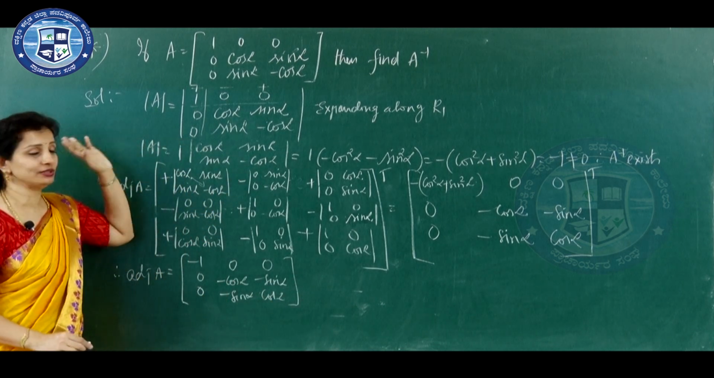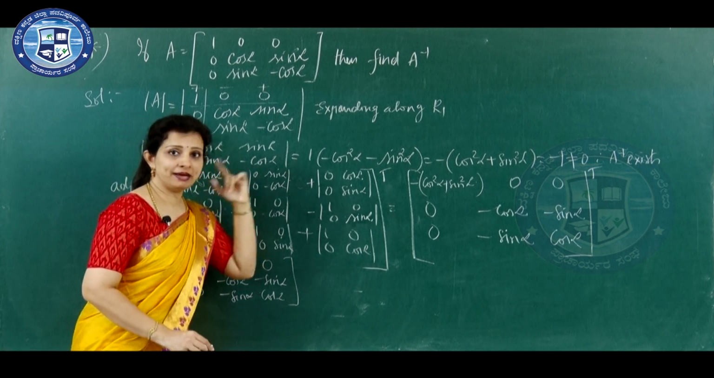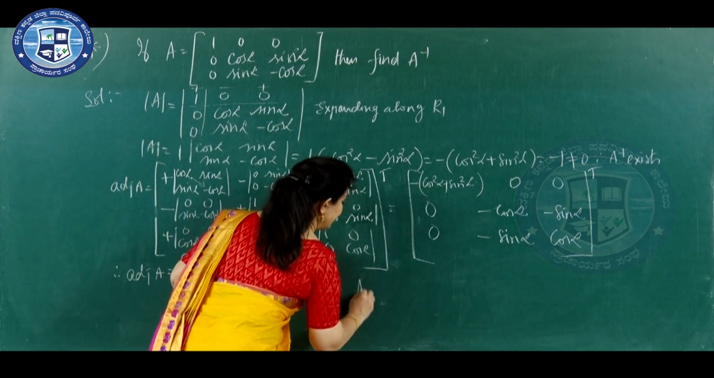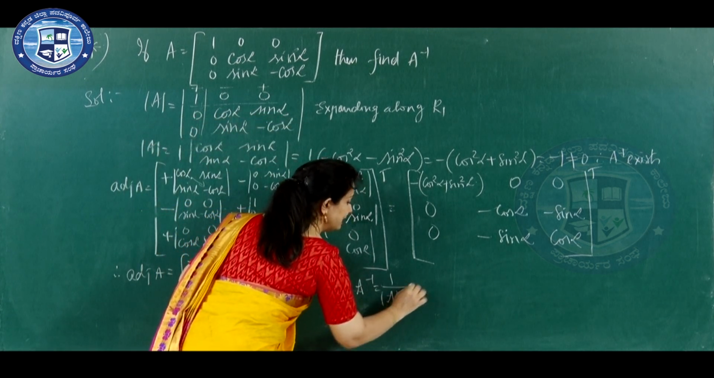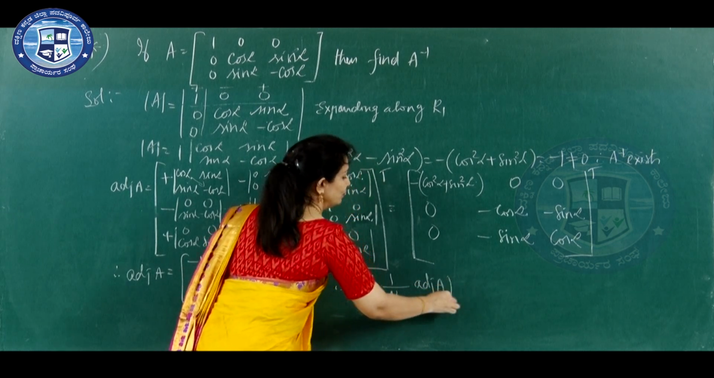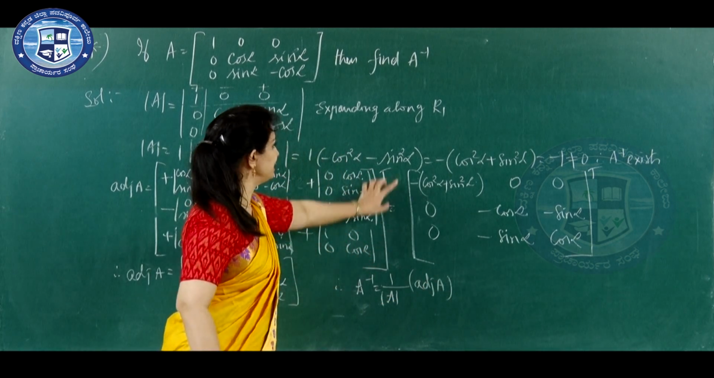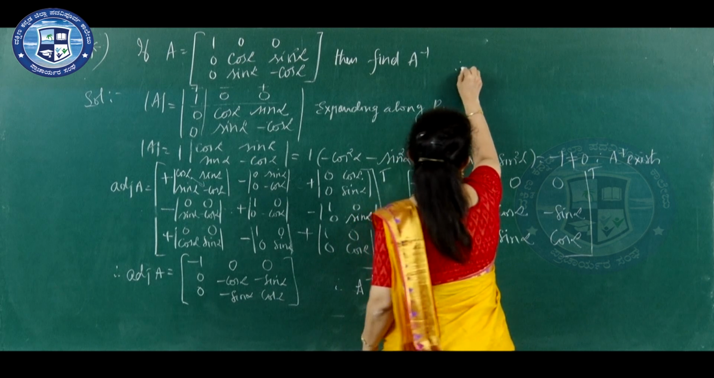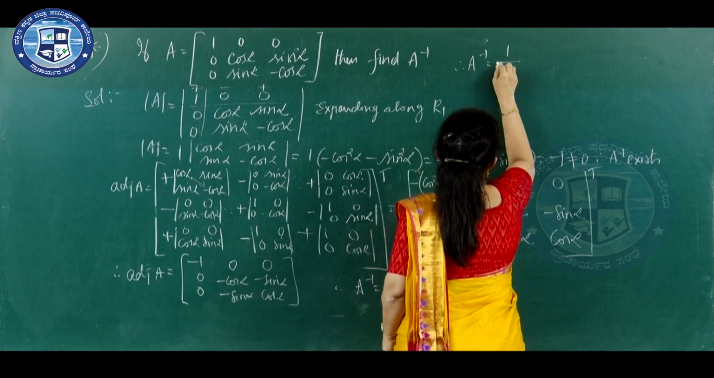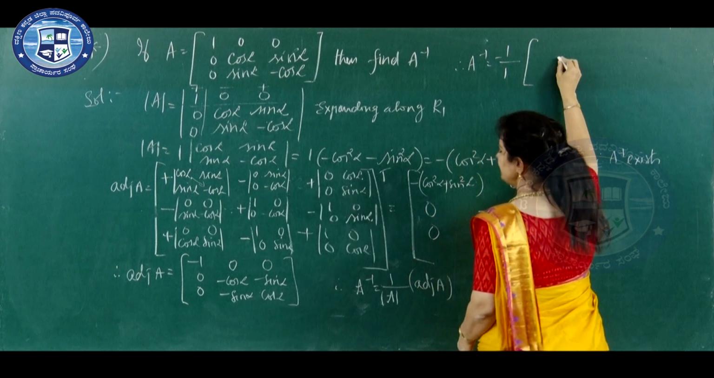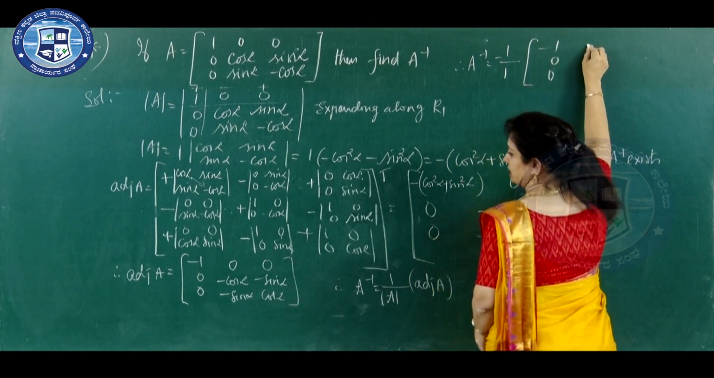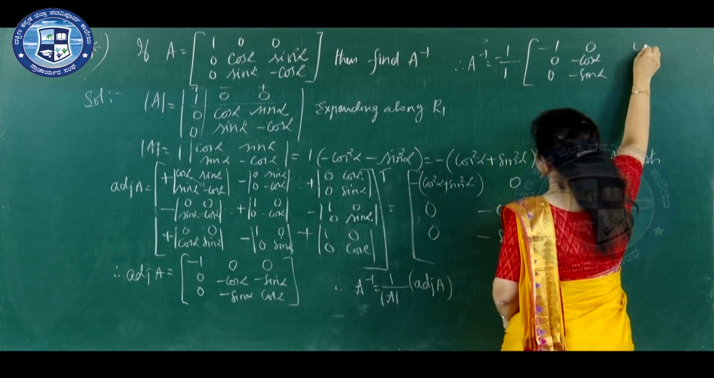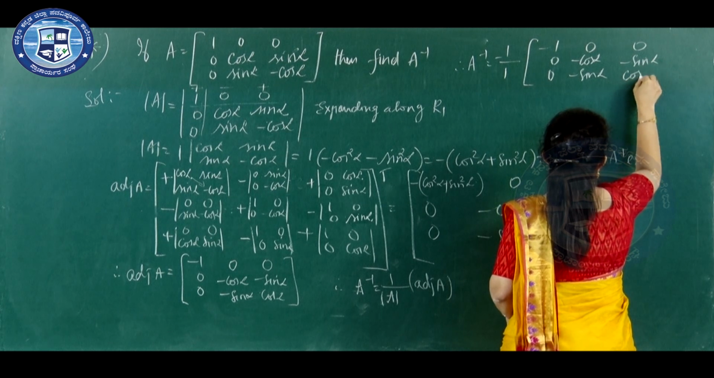Now, A inverse is equal to, third step, A inverse is equal to 1 by determinant A into adjoint A. What can you write this as? We know 1 by determinant A is minus 1, adjoint A we got here. So, therefore, A inverse equals 1 by minus 1 into adjoint A, here we have minus 1, 0, 0; 0, minus cos alpha, minus sin alpha; 0, minus sin alpha, cos alpha.